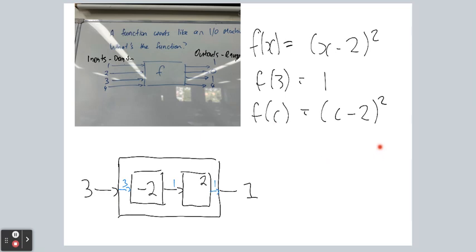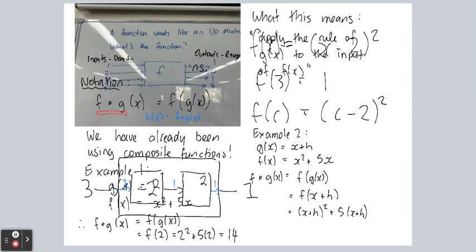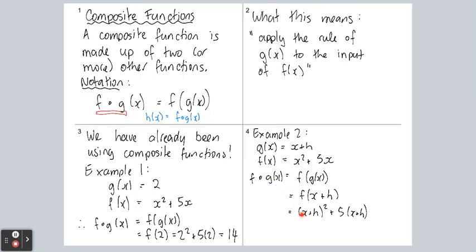We're going to put a c in, doesn't matter. We're just putting in something for x. Doesn't matter how complicated that something is. It can be another variable like h, or a more complicated expression like x plus h, etc.